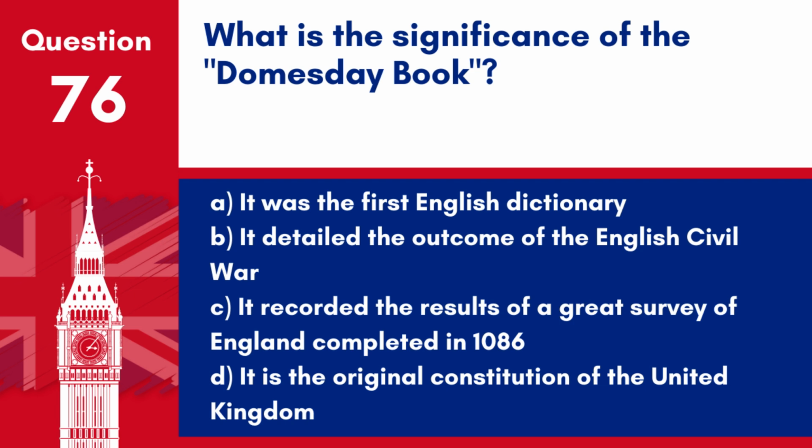A. It was the first English dictionary. B. It detailed the outcome of the English Civil War. C. It recorded the results of a great survey of England completed in 1086. D. It is the original constitution of the United Kingdom.